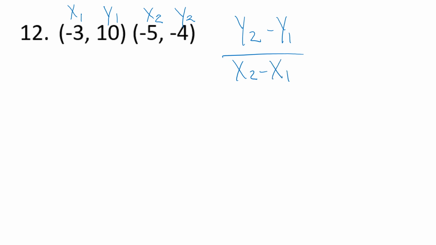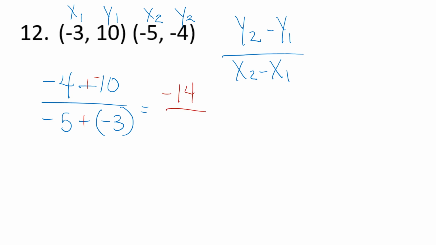So our Y2 value is negative 4 minus our Y1 value, which is 10. Our X2 value is negative 5 minus our X1 value, which is negative 3. And then you solve the problem using your integer rules. Remember, a minus sign tells me to add the opposite. So a negative 4 plus a negative 10 would be a negative 14. I would add the opposite in the denominator also. Negative 5 plus 3 would be a negative 2. We know that a negative divided by a negative is a positive. So 14 divided by 2 would be 7. So my slope is 7.